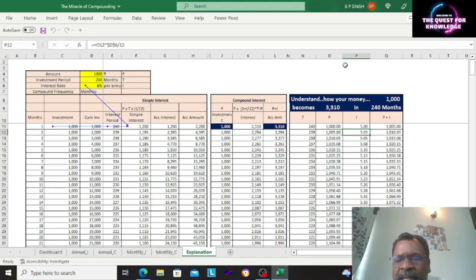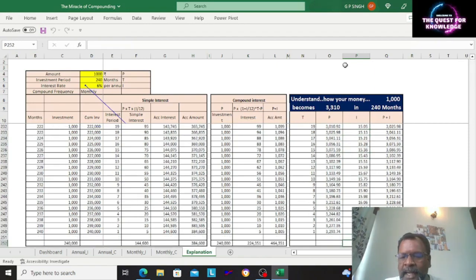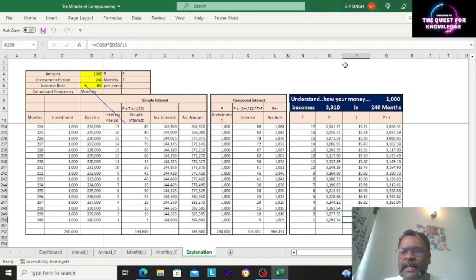Now see, the period has reduced from 240 to 239, yet the interest amount earned is higher than the earlier one. Why? Because we are calculating the interest not only on the principal but including the interest. So you can see the interest is continuously increasing from 5 rupees to 5.03, and at the end of 20 years we are getting an interest of 16 rupees 47 paisa.